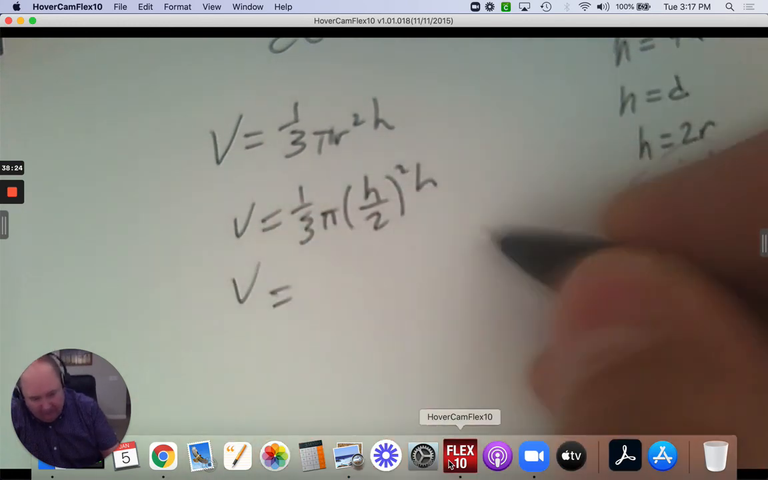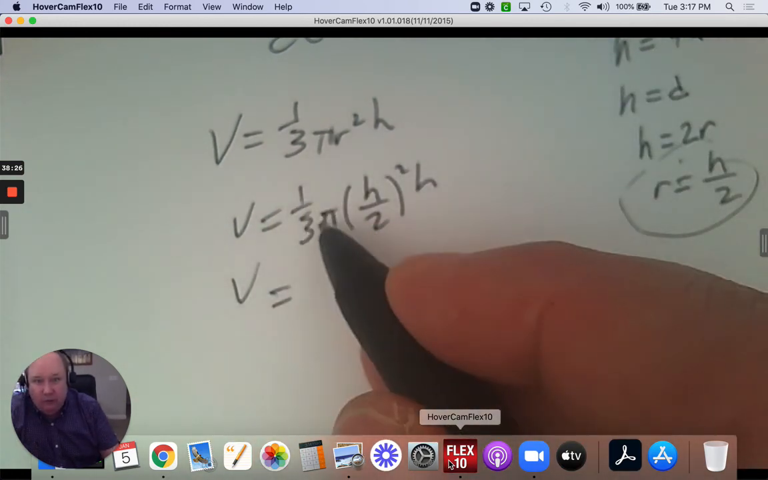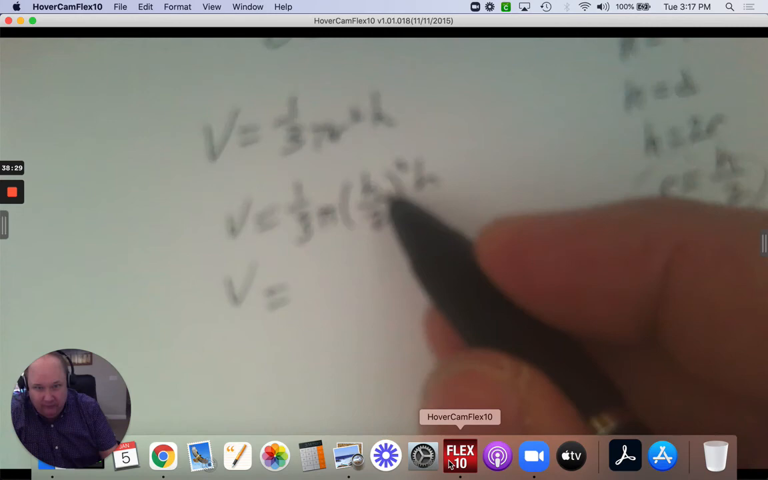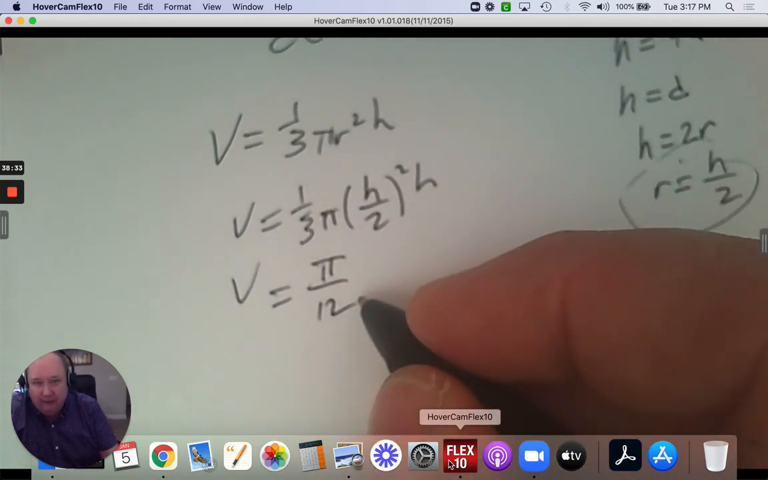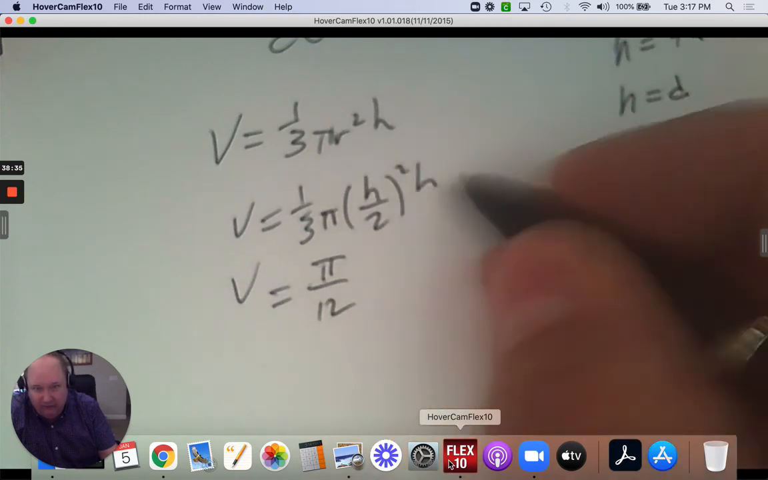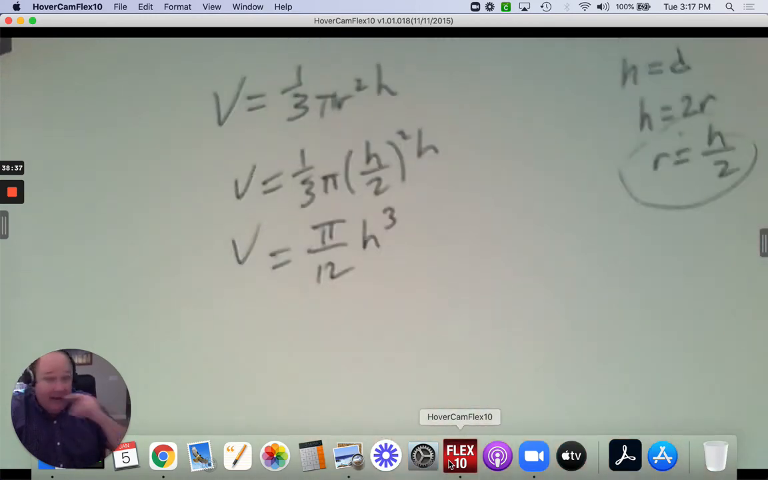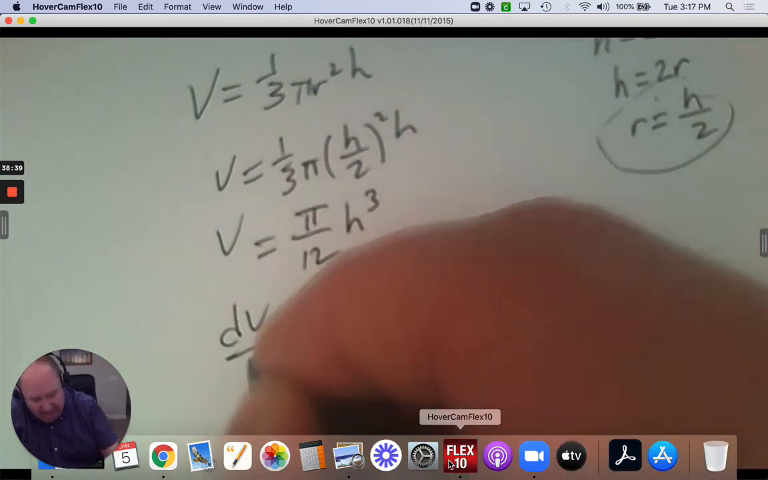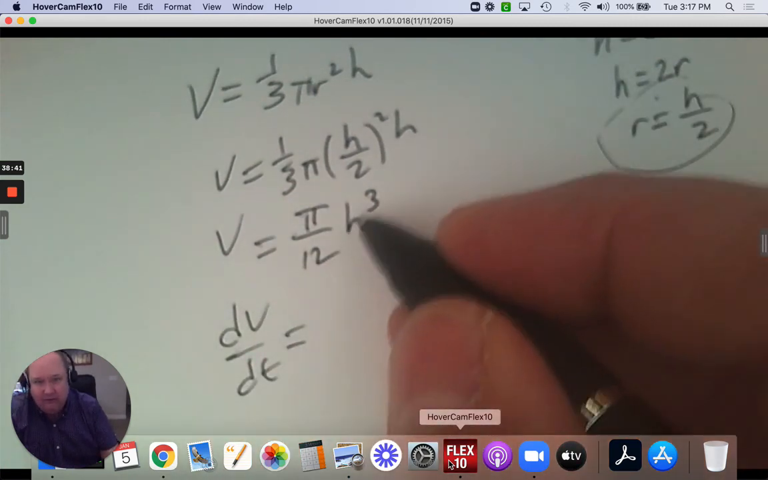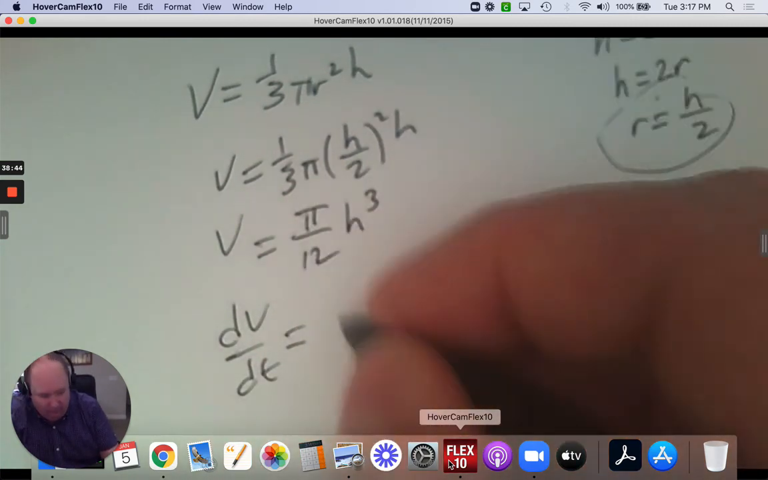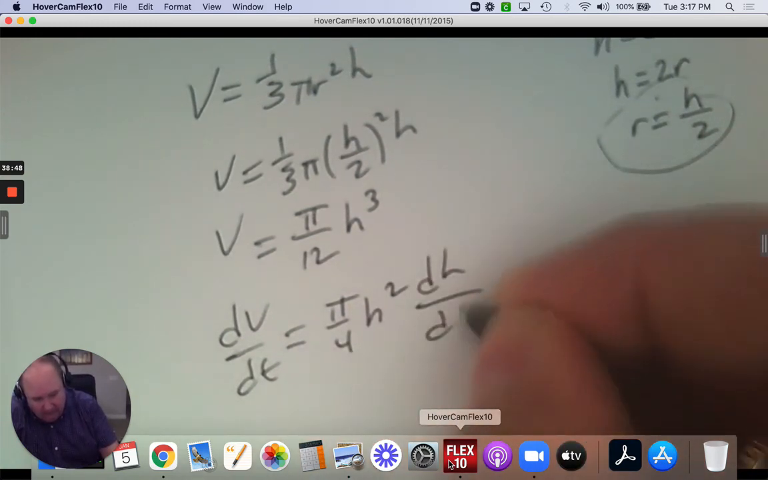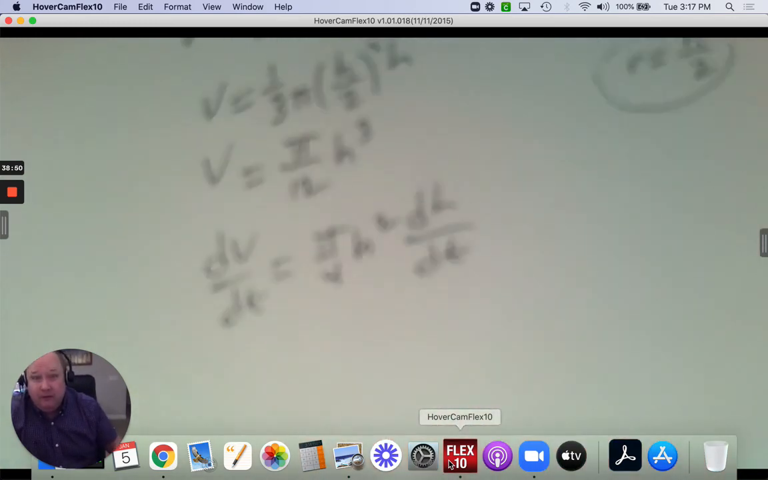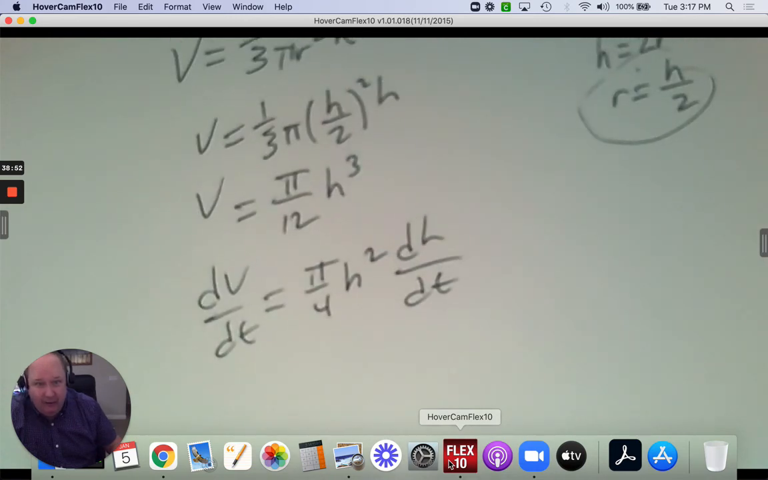So let me do a little bit of algebra. This is 1/3 pi. If I square this, I get a 4 in the denominator. So 3 times 4 is pi over 12. And then h squared times h is h cubed. Now I can take the derivative with respect to time. This is a related rates question. 3 times pi over 12 is pi over 4. And then we need the hook on, dh by dt. So there's the derivative. Now I can plug in some values.